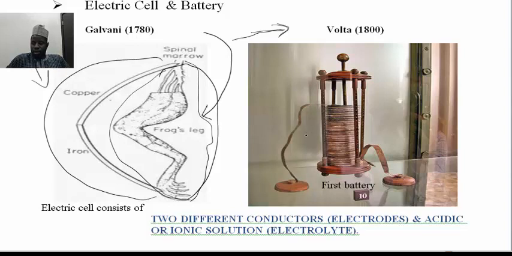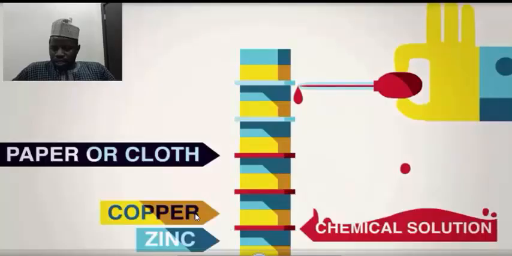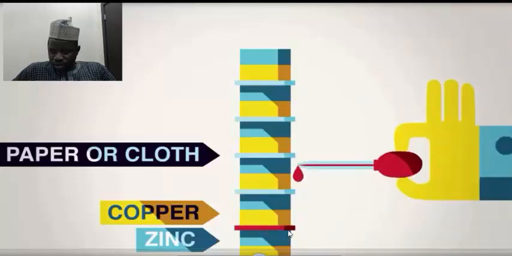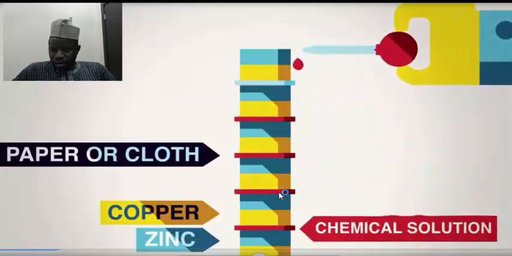So let's see the construction of this battery in a simulated form. Replace the leg of the frog with the following material. He brought zinc and copper, whereas Professor Galvani used copper and iron. He put copper and zinc, and on this side where the leg of the frog is, he brought a chemical solution, maybe of salt.